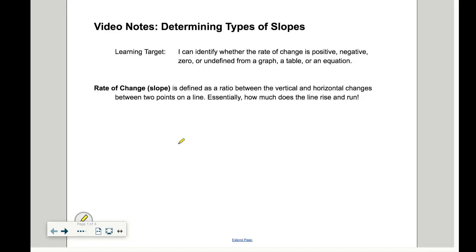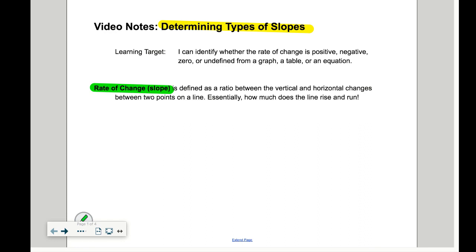This video is going to be about determining types of slopes. So your learning target is I can identify whether the rate of change is positive, negative, zero, or undefined from a graph, a table, or an equation.